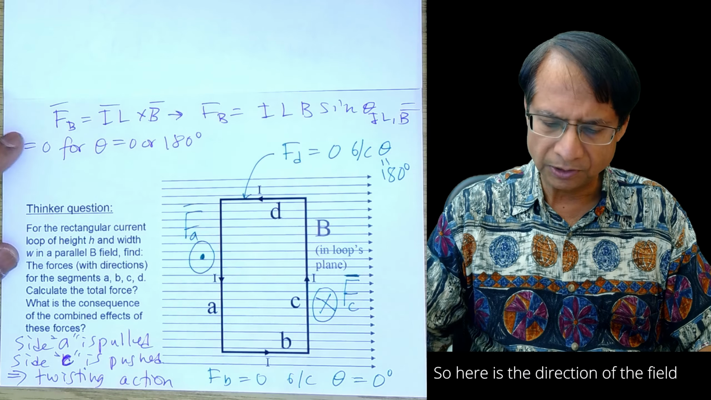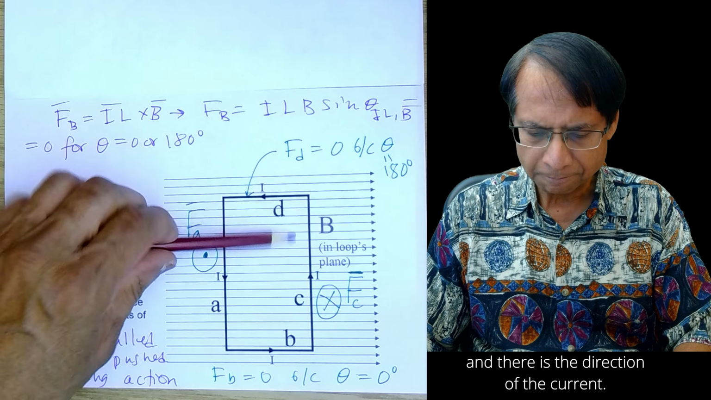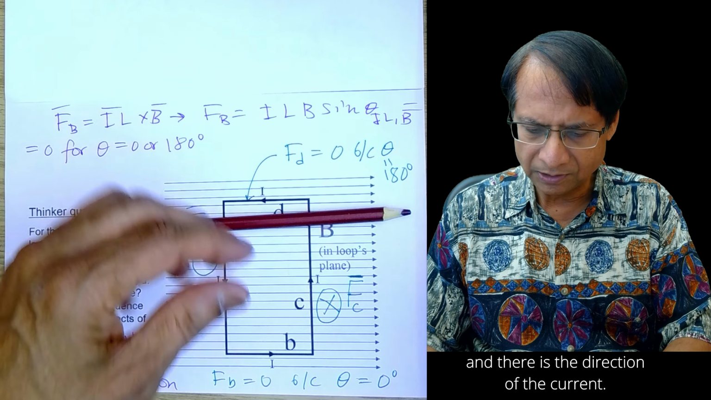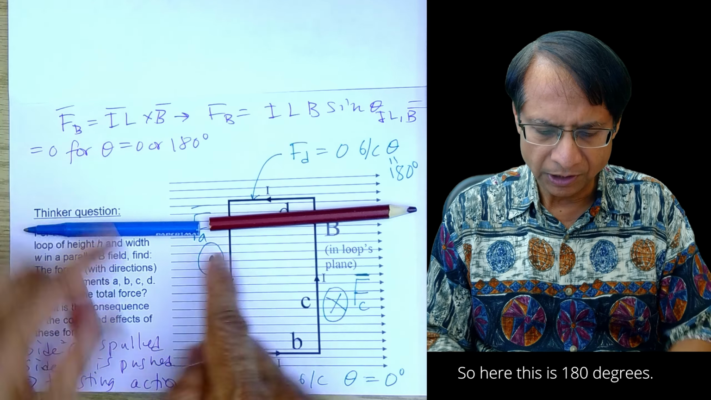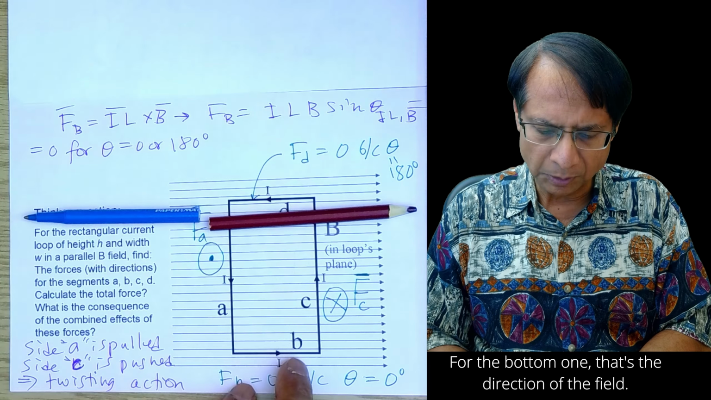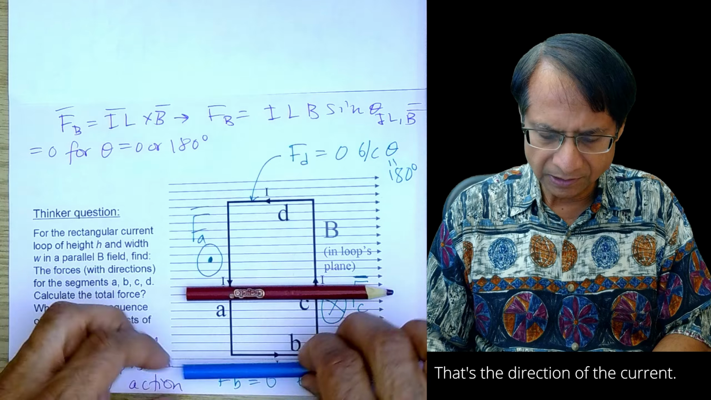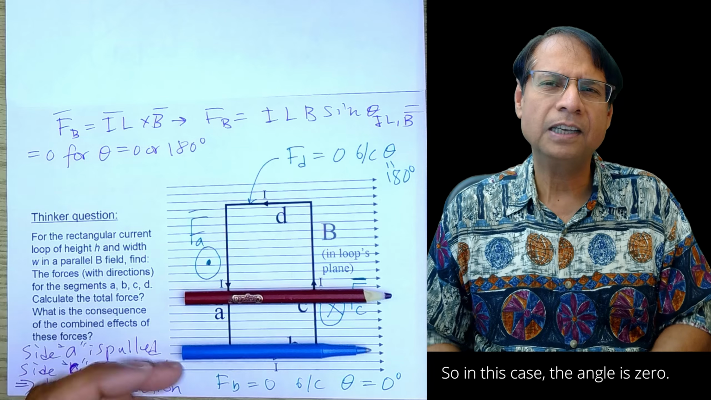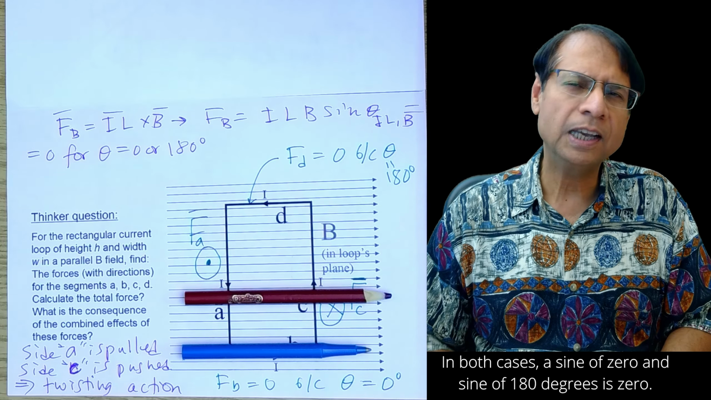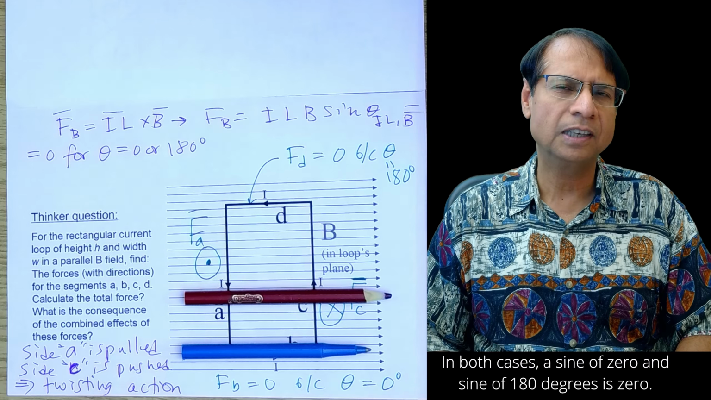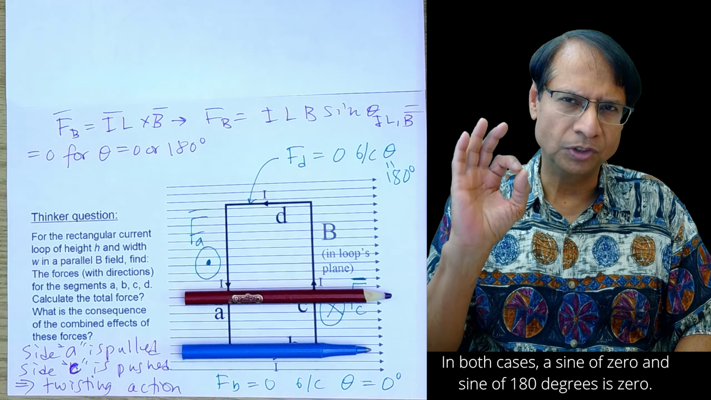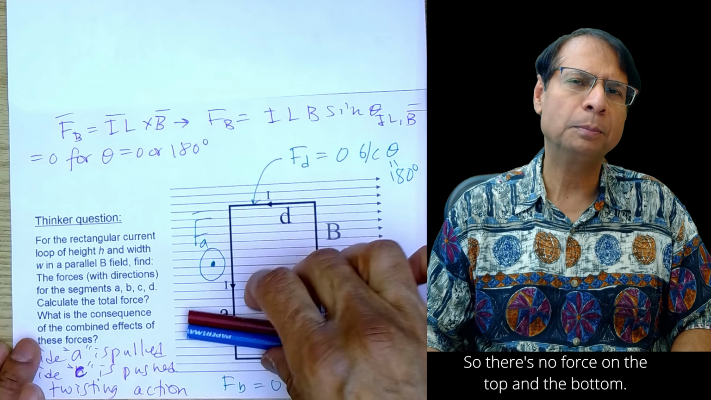So here is the direction of the field, and there is the direction of the current. So here, this is 180 degrees. For the bottom one, that's the direction of the field, that's the direction of the current. So in this case, the angle is 0. In both cases, sine of 0 and sine of 180 degrees is 0. So there's no force on the top and the bottom.